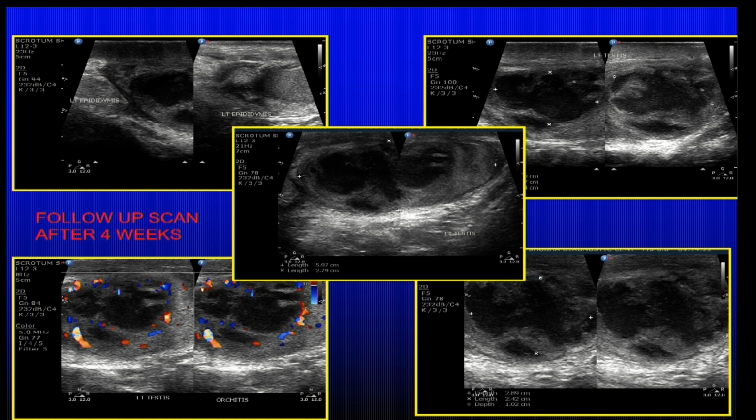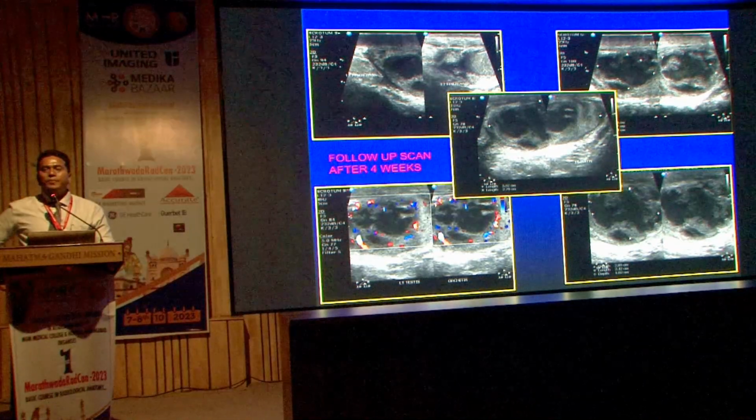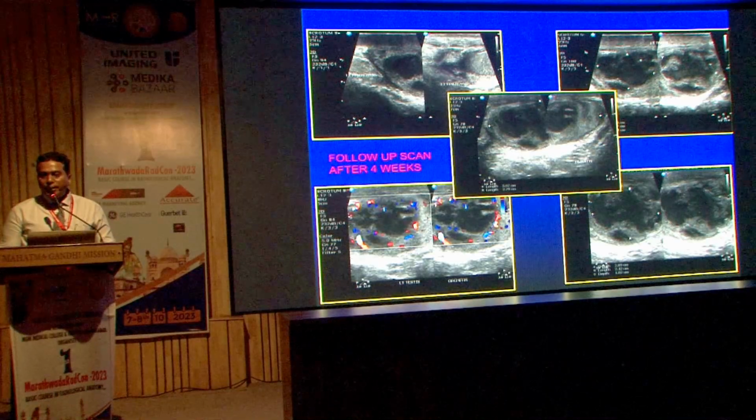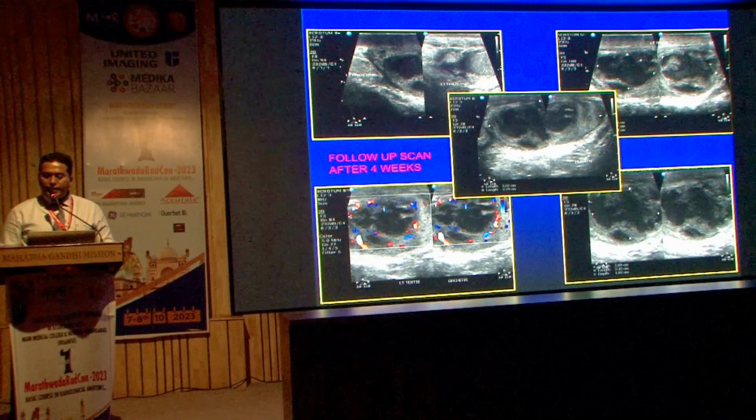So what has happened here? Can anyone? The patient didn't have any fever. Very good. So what happens when there is severe epididymoarthritis?